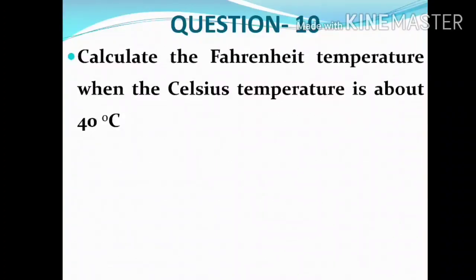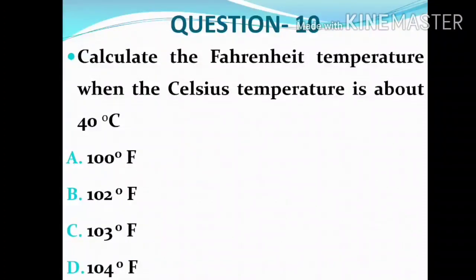Calculate the Fahrenheit temperature when the Celsius temperature is about 40 degrees Celsius. Options: 100 degree Fahrenheit, 102 degree Fahrenheit, 103 degree Fahrenheit, 104 degree Fahrenheit. Answer is 104 degree Fahrenheit.